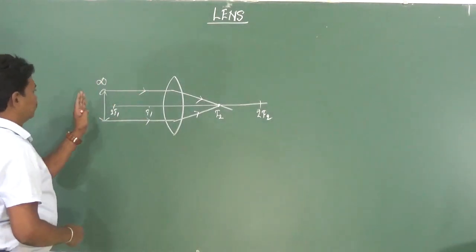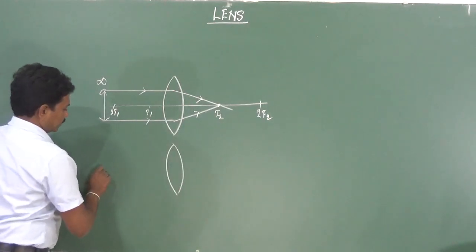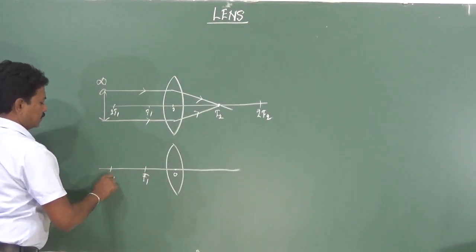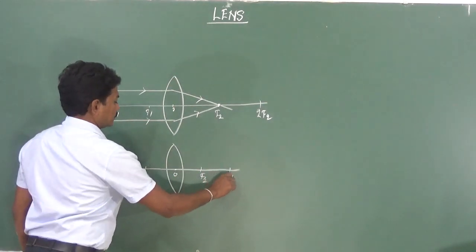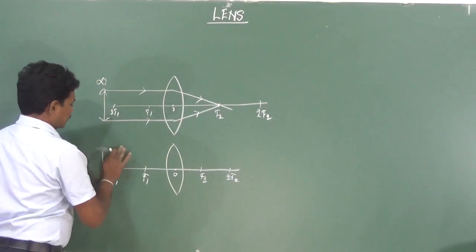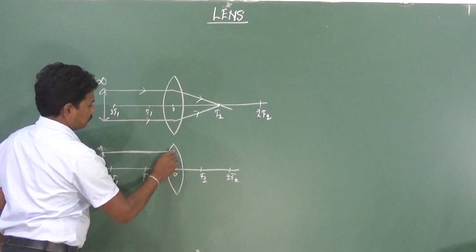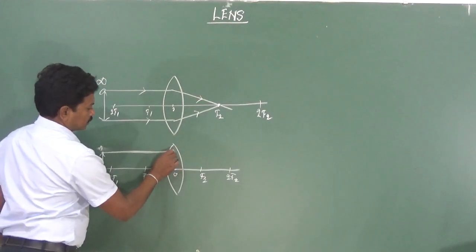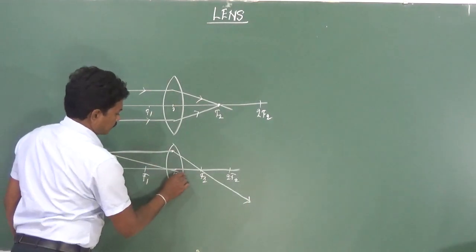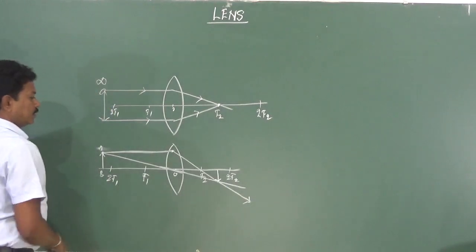So next the object was brought near to 2F1. In this ray diagram, this is the optic center, this is F1, this is 2F1, this is F2, this is 2F2. The object was kept somewhere beyond 2F1. Two light rays were taken from this point A. One light ray passed parallel to the principal axis, got refracted by the lens and passed through F2. Another light ray passed through the optic center of the lens. So the image was formed somewhere between F2 and 2F2.